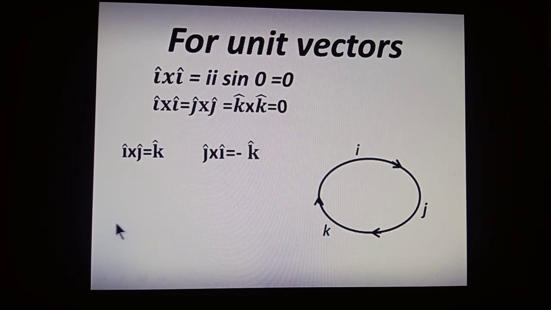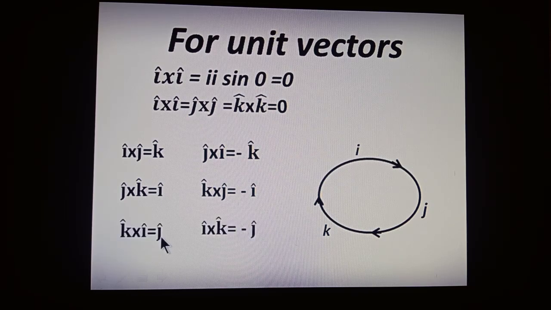Similarly, j cross k equals the third, i, or in reverse order, k cross j equals minus i. And finally, k cross i equals j, or changing the order, i cross k equals minus j. This is how we can find the direction of the cross product of two vectors. Students, this is all about the multiplication of vectors. I hope it is clear.